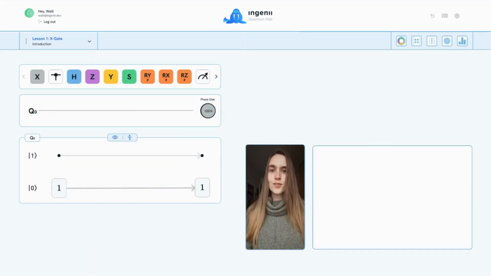Welcome to our journey into the fascinating world of quantum computing. Today, we're diving into the essential components that make quantum computation possible: quantum gates.